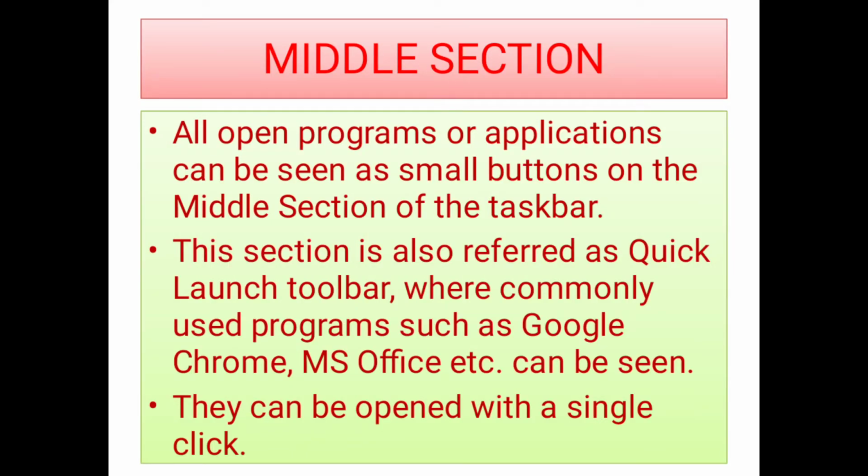In the previous class we already discussed the taskbar and start button. Today we are going to learn about the middle section, notification area and so on. This middle section is used to open all the applications or programs that are seen on the small buttons of the taskbar. In the taskbar we have several menus or options like Google Chrome, MS Office and so on. That particular section is also called the quick launch toolbar, right?